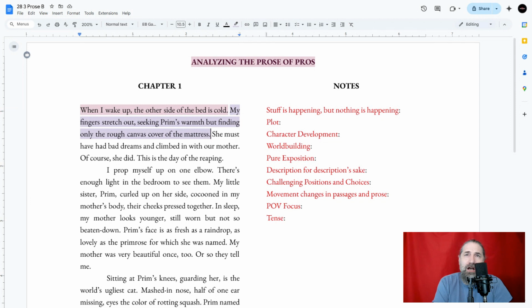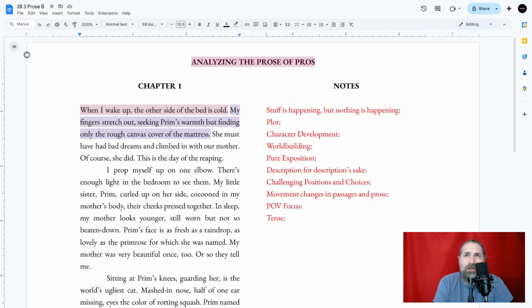"My fingers stretched out," meaning she's searching, because it is "seeking Prim's warmth, but finding only the rough canvas cover of the mattress." So this is adding to plot and character. There's no world building yet because it's not informing us of the world itself. It's just us going through the experience of the character, which is good. So this is neither pure exposition or description for description's sake.